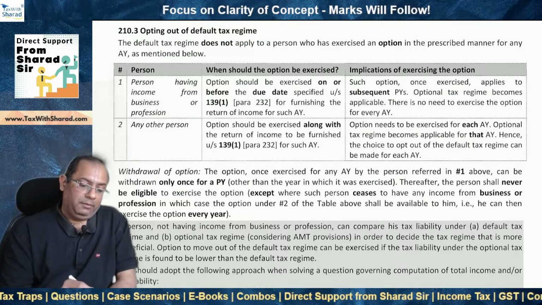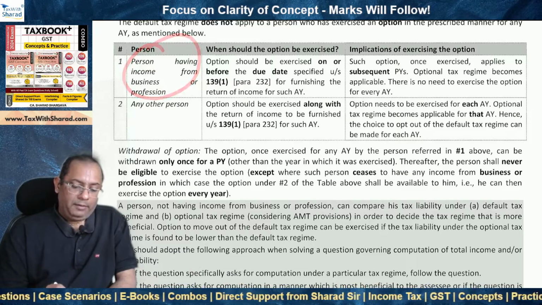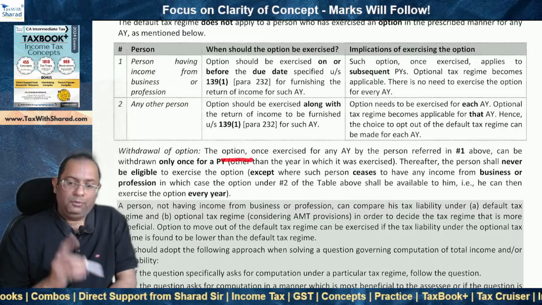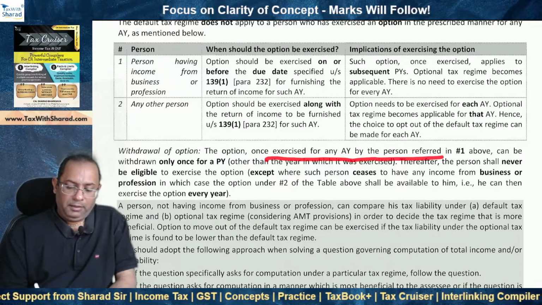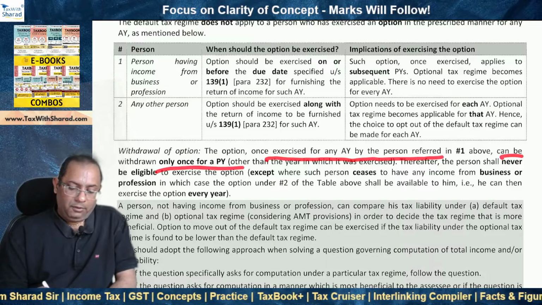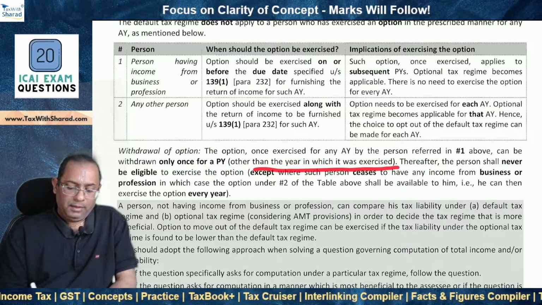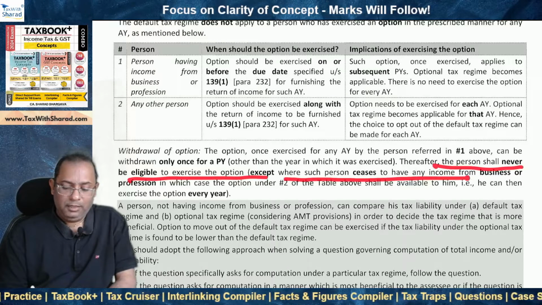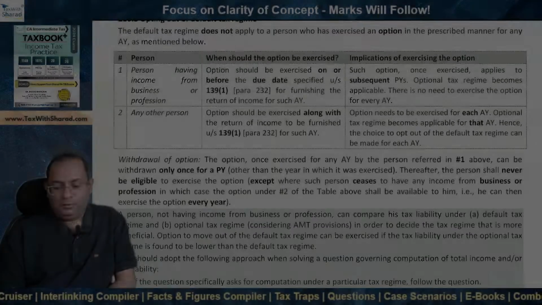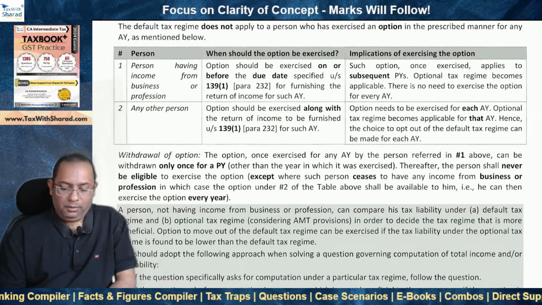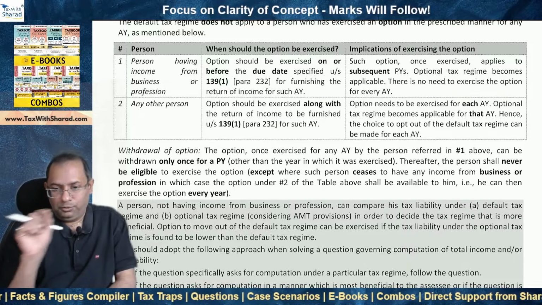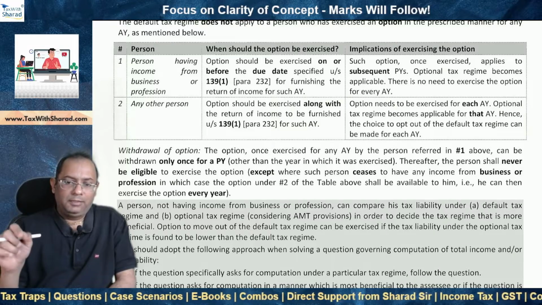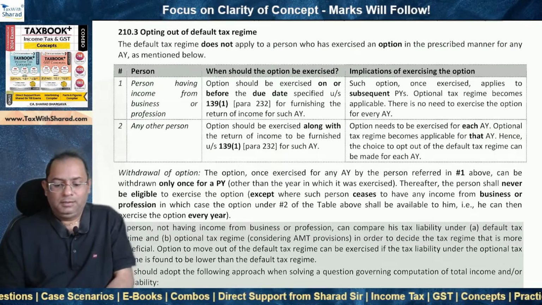But in such case where there is PGBP income, you must also write that the assessee should note the restrictive condition that the option to opt out once exercised for any assessment year can be withdrawn only once for a previous year other than the year in which it was exercised. Thereafter, the person shall never be eligible to exercise the option except where such person ceases to have PGBP income. So these are the restrictive conditions, and I'm sure most of you are aware of this, but this is a note which you should give in the answer, that your answer of opting for the optional tax regime is subject to this restrictive condition which the assessee should make note of.